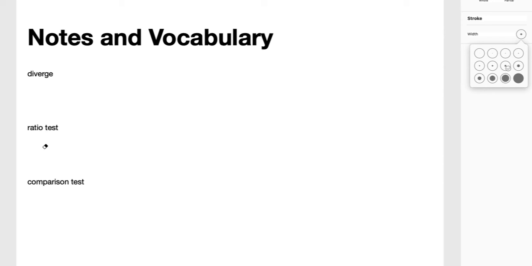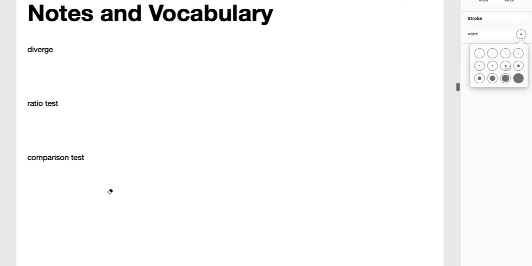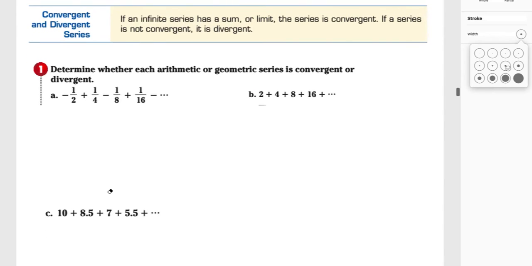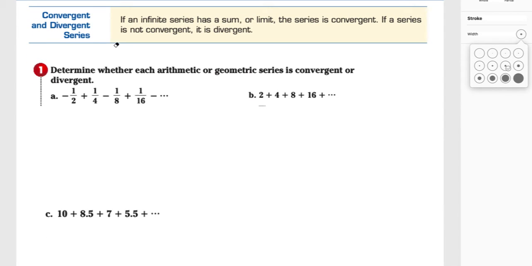And really today we're going to think about whether or not we have a series that converges to a specific number or diverges, is just out of bounds, it doesn't have a limit. And so diverge means that it doesn't have a limit, it's out of bounds. Ratio test and a comparison test are two tests that we're going to use to determine whether a series converges or diverges. So let's go ahead and get started with example 1, convergent or divergent series.